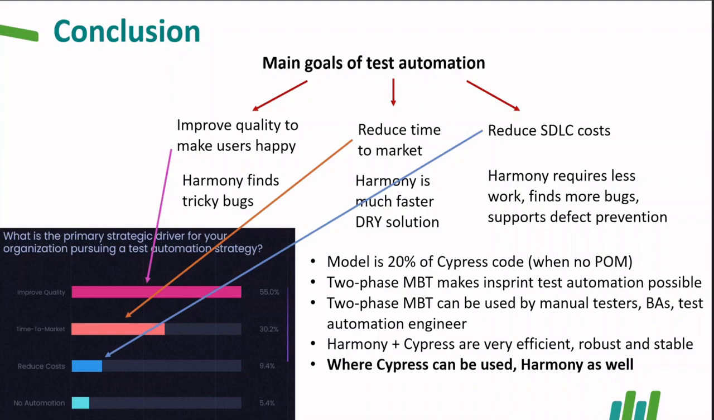The second goal is to reduce time to market. Harmony is really fast, and it's a genuine don't-repeat-yourself solution. And finally, a good test automation tool should reduce the software development lifecycle cost. Harmony requires less work and can find more bugs, and it is a good defect prevention tool as well.